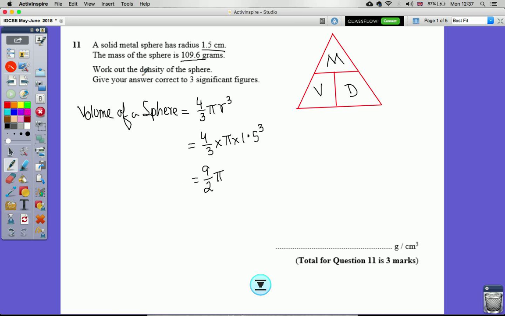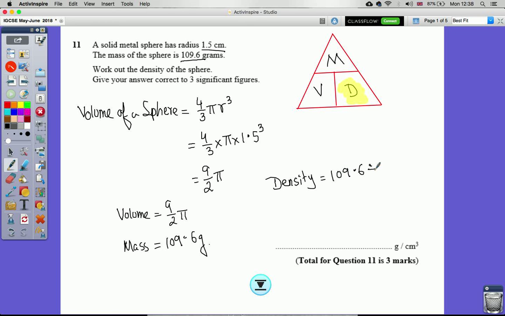Now this will work out the density of the sphere. So we're looking for the density. So we have to do mass divided by volume. So the mass is 109.6 grams and the volume is 9 over 2 pi. So what I'm going to do now is find the density, which is 109.6 divided by 9 over 2 pi.